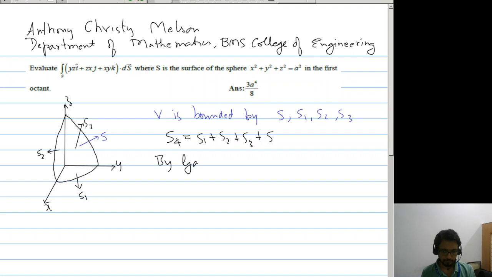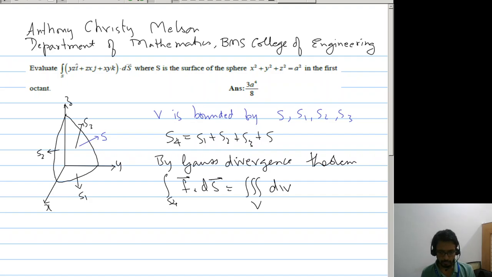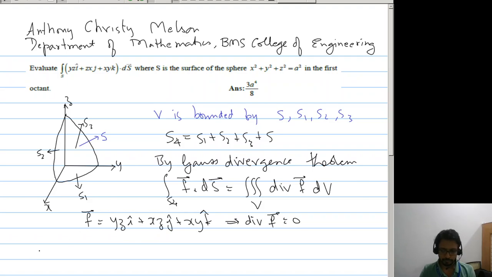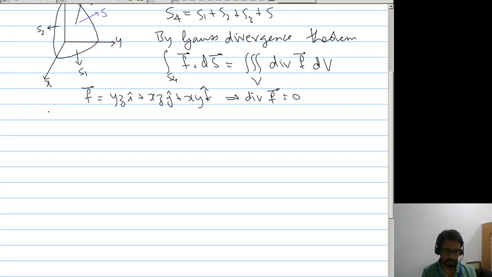So by Gauss divergence theorem, we have the integral over S4 of f dot ds equal to the volume integral of divergence f dv. Now vector f being yz i plus xz j plus xy k, we have the divergence of the vector to be 0. Therefore, the surface integral of f over the surface S4 will be 0.